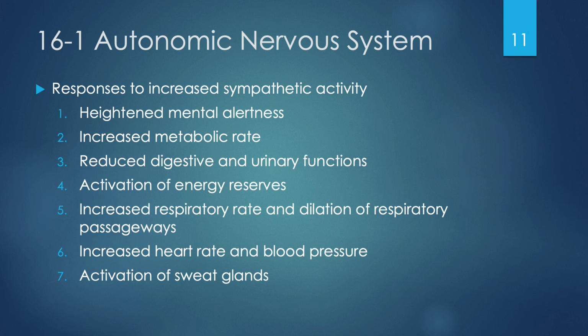Let's continue with the example of you think you might get hit by a car as a pedestrian. What happens? The sympathetic nervous system is going to do all of these 7 things. It will heighten our mental alertness so you can figure out which way you have to run. It will increase your metabolic rate so you have the energy ready to run. You'll also have reduced digestive and urinary functions, which of course you don't need, because you don't need to be digesting food or needing to go to the washroom when you might need to run away.